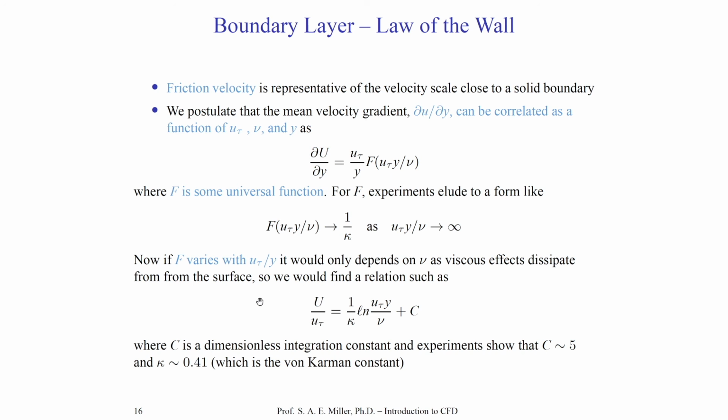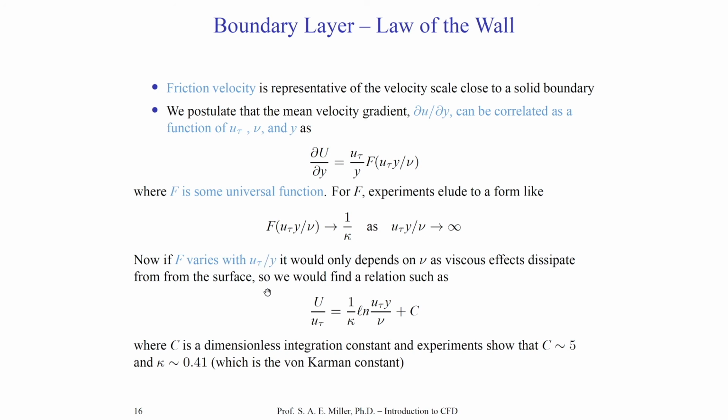So we propose this particular relation from the first equation and put in a functional form of f, given the boundary condition that it asymptotically approaches 1 over kappa for large u tau y over nu, its argument, and that we observe experimentally that it mainly varies for smaller values of u tau y over nu with u tau y.